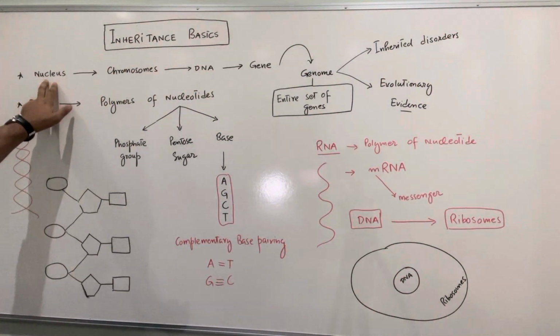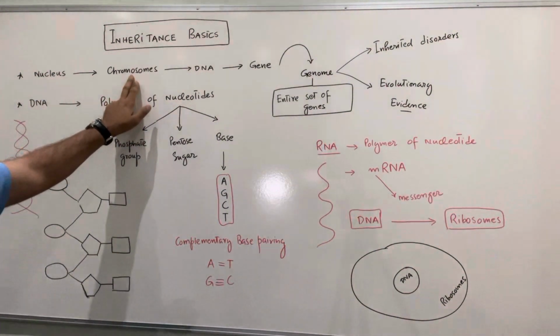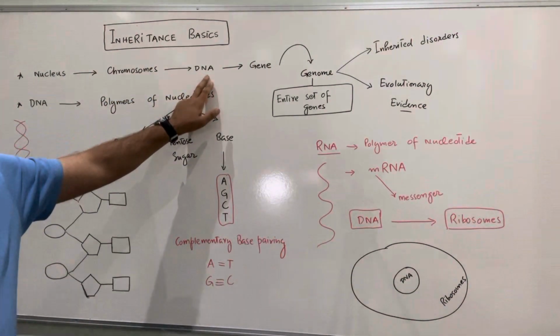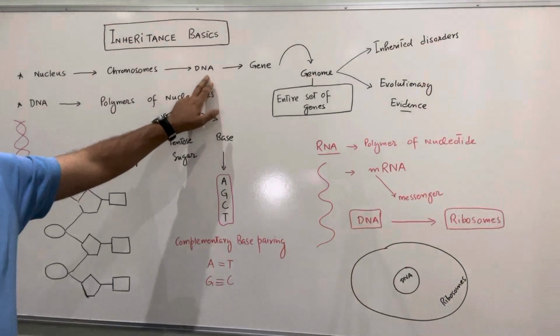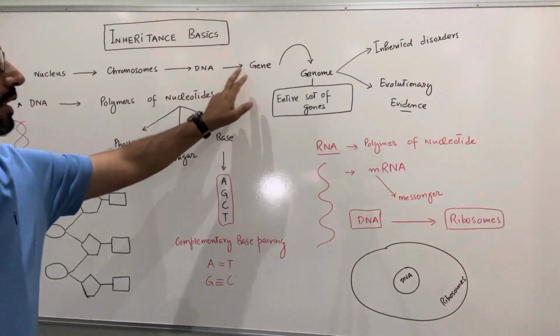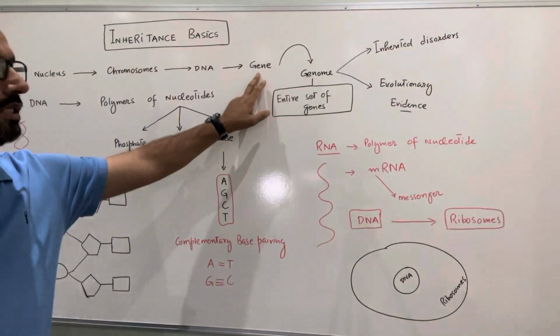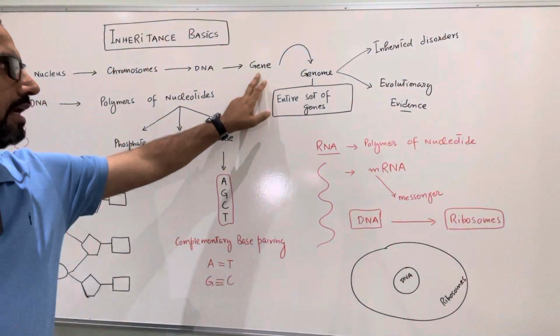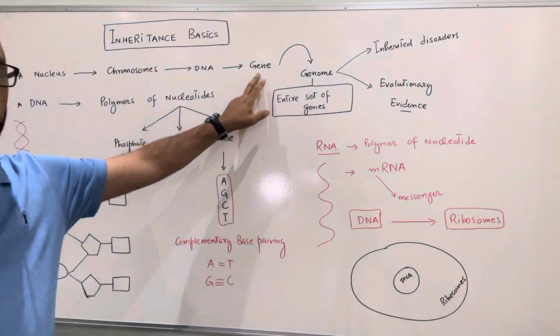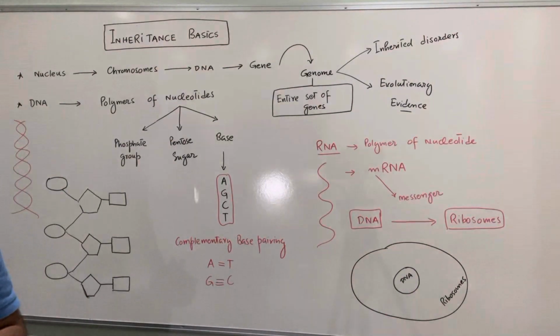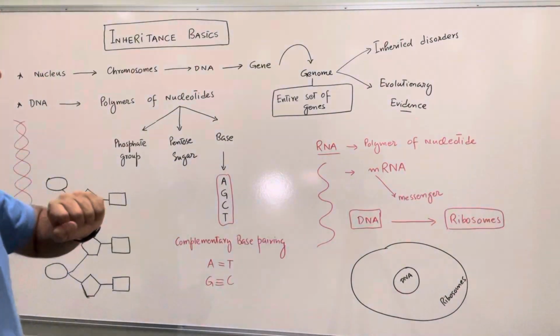We have a nucleus inside the cell. Inside the nucleus there are chromosomes, and chromosomes are made up of DNA, deoxyribonucleic acid, and a part of DNA is called a gene. So a gene is basically an inheritable unit which carries a specific character in an organism. So a gene is a part of DNA.